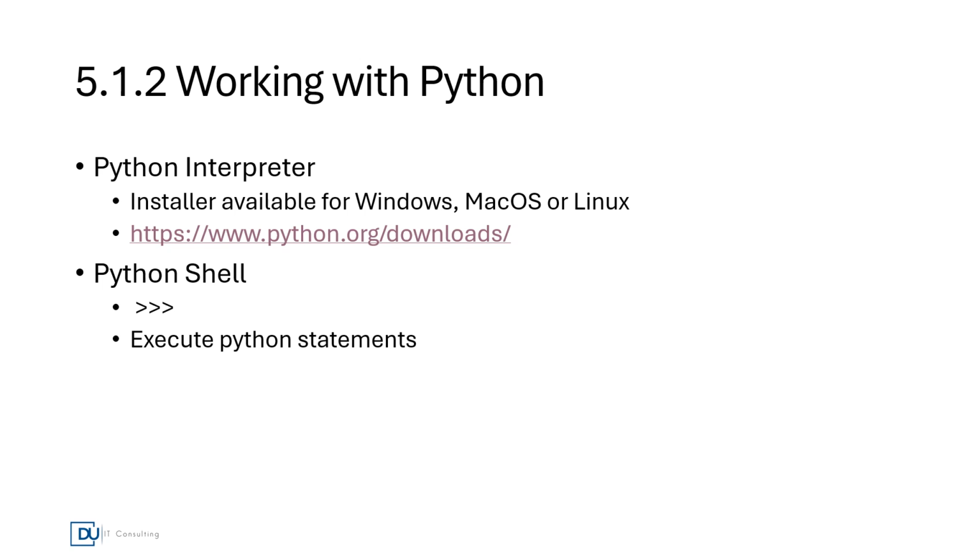So when we execute Python programs, we deal with something called the Python shell. You can identify it with the three greater than arrow symbols where you can execute your Python statements.